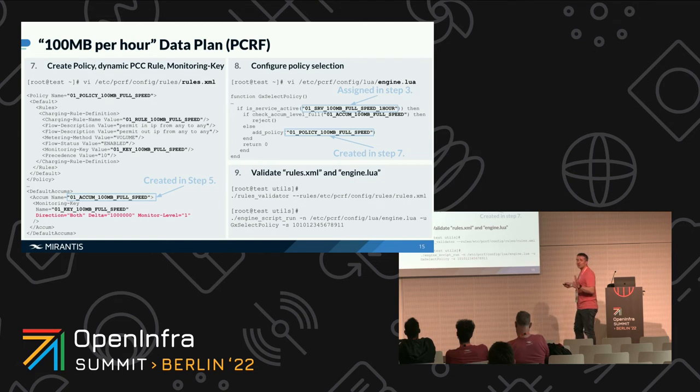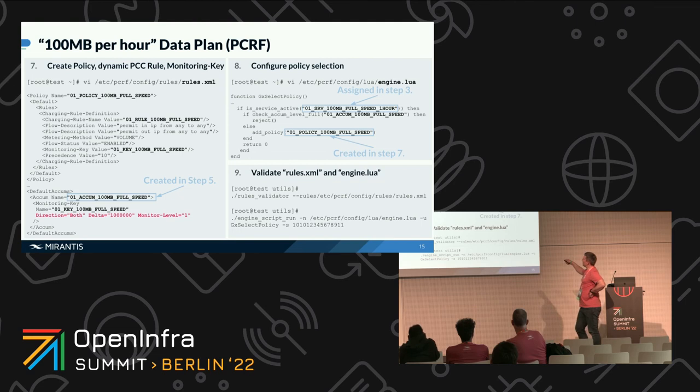Okay, the previous configuration items were configured using a CLI and then basic API calls. These steps are more complex than the previous steps, right? Because we get two configuration files, rules.XML and an engine Lua. In the first file, we configure the policy. The policy contains the charging rule to be sent to CWAC, the carrier Wi-Fi access gateway, PCEF. It contains the name, the flows to be installed in OVS, and also the monitoring key, right? So this is the basic definition for the policy and for the charging rule.